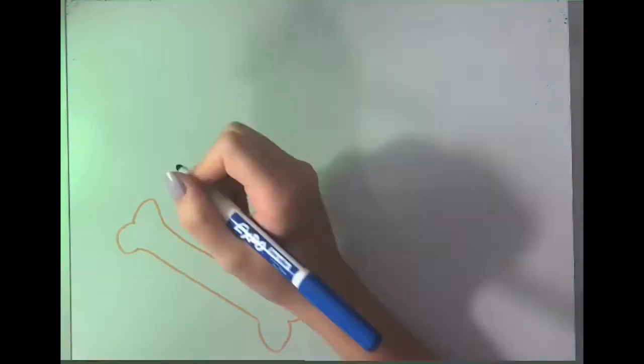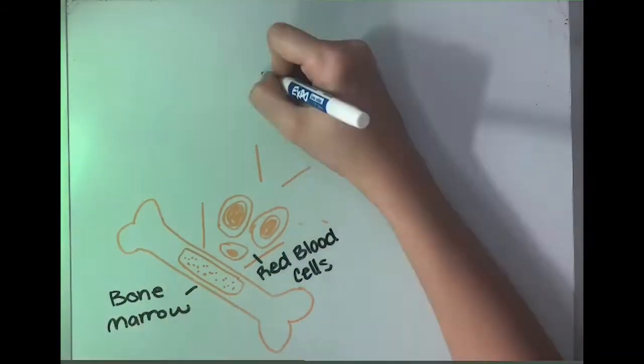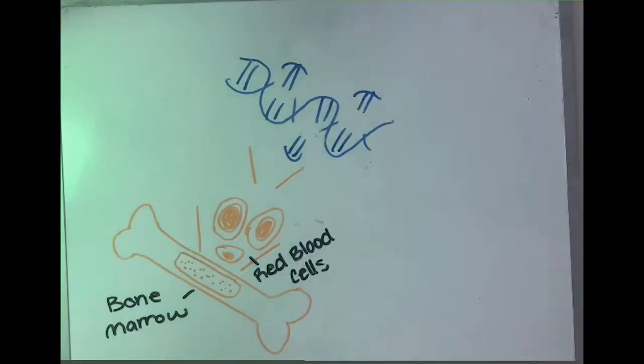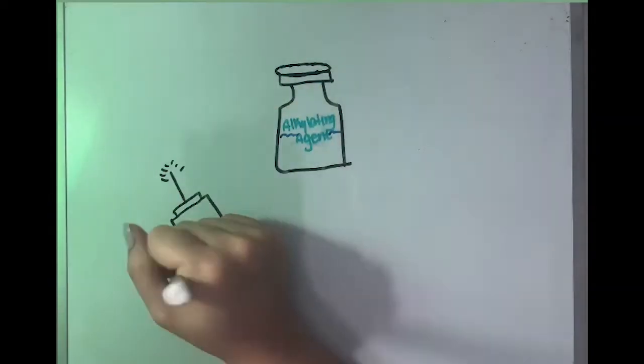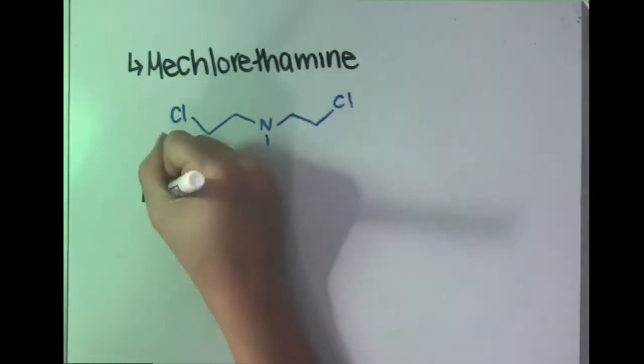The risk of these drugs is that because they damage the DNA, they can damage the bone marrow where blood cells are formed, which could lead to leukemia. However, this depends on the dosage the patient is given. Some examples are mechlorethamine and cyclophosphamide.